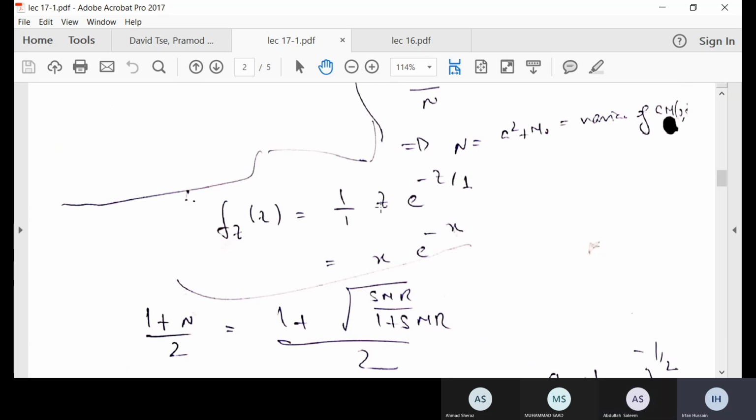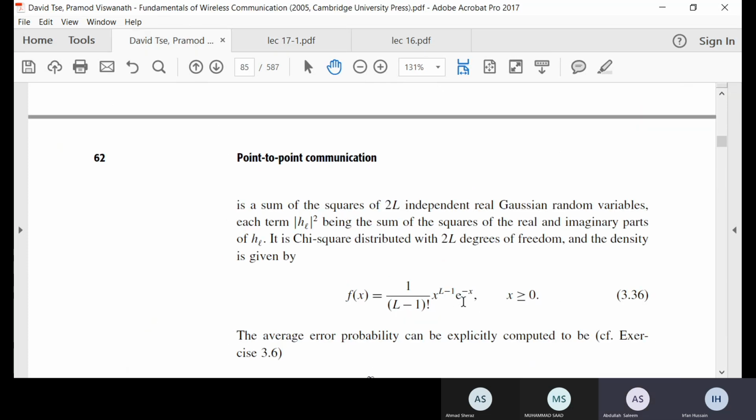The book has discussed in terms of x. H mod square is a random variable x, so no problem. We will write it as x into e minus x. Now remember our case L was equal to 2. So 2 minus 1 is 1. That is why our case is x e minus x, and 2 minus 1 is 1, and 1 factorial is also 1. But if you don't have 2, let us say you have 3, 4, 5 degrees of freedom, or let us say 5 diversity paths, in that case this will be 5 minus 1, which is 4, and this will be 4 factorial.